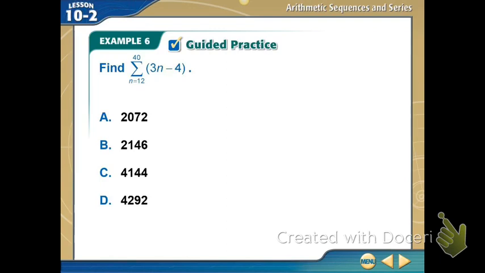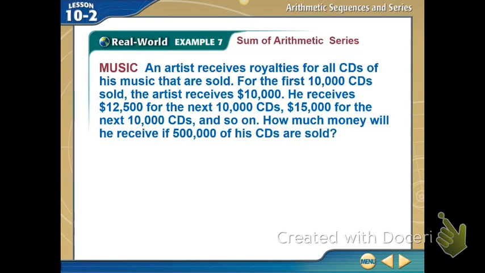Now it's your turn to try. Take a look at this sigma notation. It's giving me a sum as n goes from 12 to 40 and the formula to plug it into. So remember, you're going to need to find the total number of terms, the first term, and the last term, and plug them into your summation formula. So do that now, and when you're ready, pause the video and check your work. You should find that the correct answer is B, 2,146.